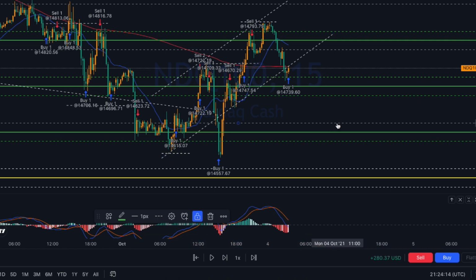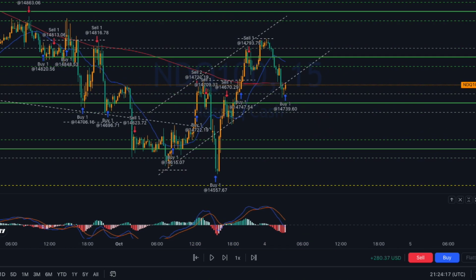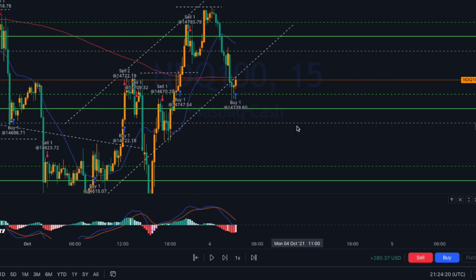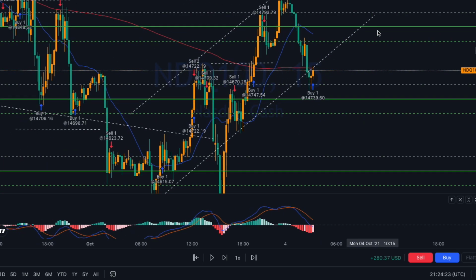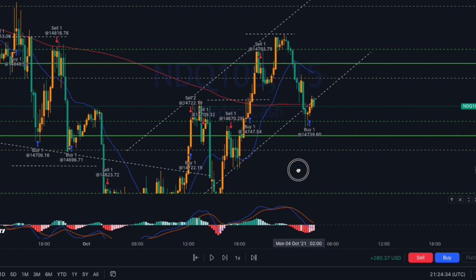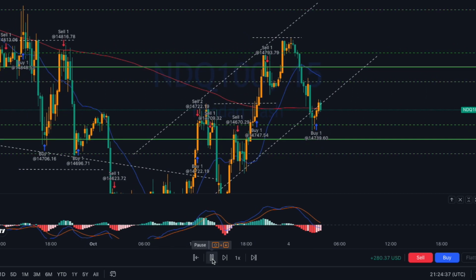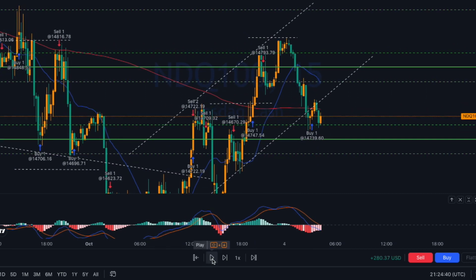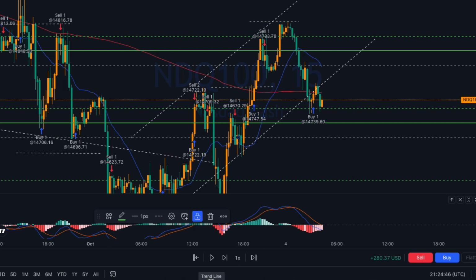Okay, so let me just expand this a little bit, make this a little bit bigger. Okay, let's go. Actually, pause. Let me bring it into focus about here somewhere. And this over here is like one of my favorite structures I like seeing, right? Especially when I'm selling, because it lets me know that I should sell some more.